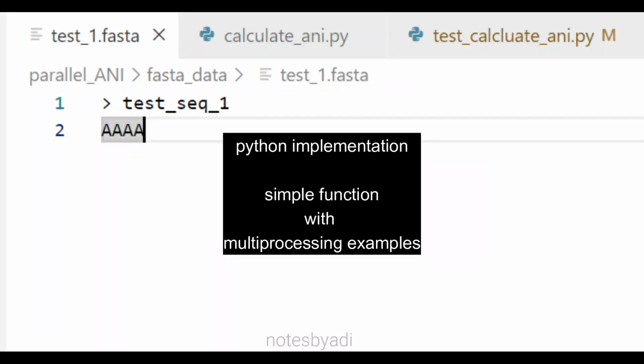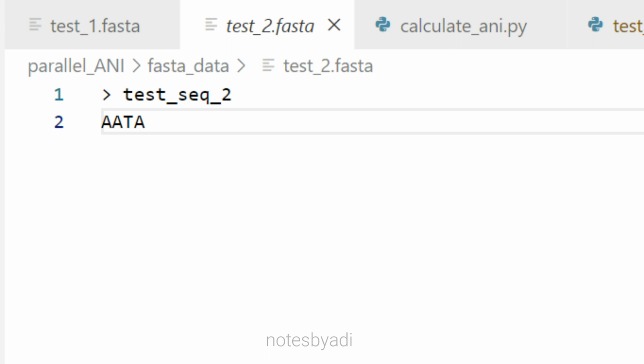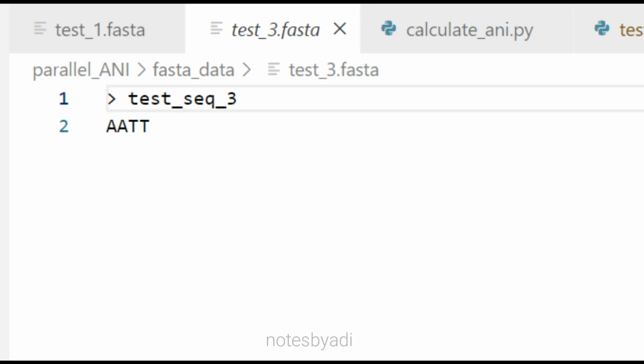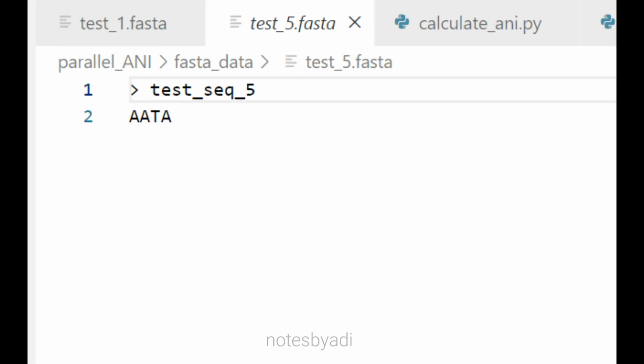I have prepared some FASTA files that contain very simple 4 nucleotide base sequences. My goal is to prepare a function that takes the first FASTA file as a reference and then match it across every other FASTA file in my database.